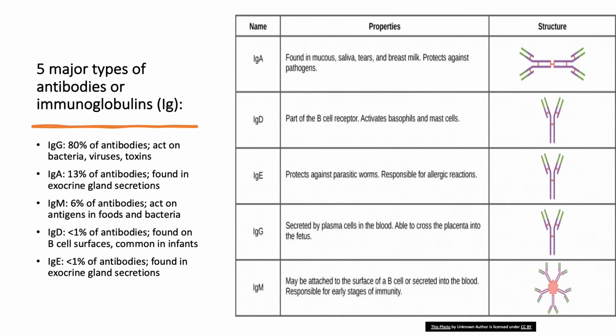When you look here, you will see that 80% of the immunoglobulins are immunoglobulin G type. The second most common is immunoglobulin A, and third most common is immunoglobulin M at 6%. So immunoglobulin G, A, and M actually constitute the majority of the antibody types. Immunoglobulin D and E are less than 1% each.